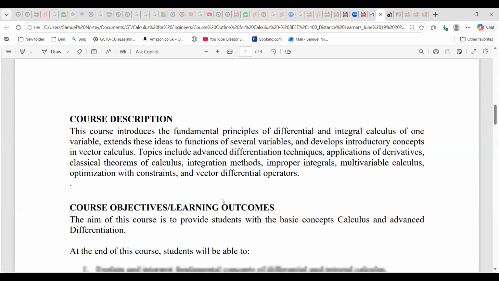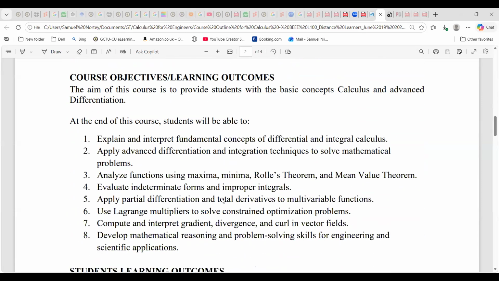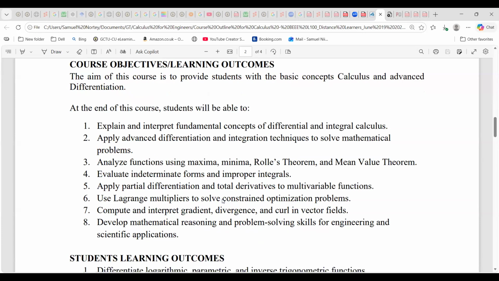So the objectives: one is that we want to explain and interpret the various concepts in the differential and integral calculus. Two, we want to apply these differentiation and integration techniques to solve mathematical problems. And three, how to analyze functions using maxima and minima and some mean value theorems.